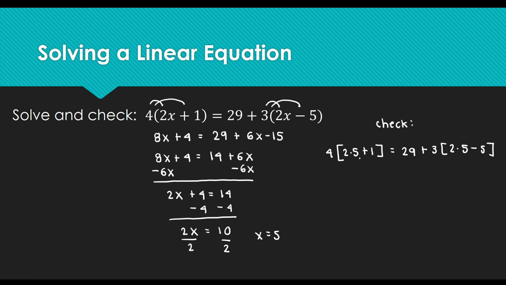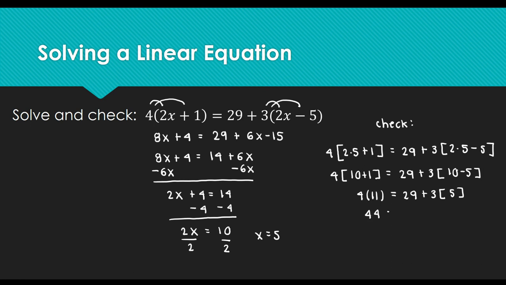So on the left, start with parentheses. Inside parentheses, you do multiplication first. Notice that 2 times 5 is 10. Over on the right, same idea. In parentheses, you have to do the multiplication first. Okay, then I have to finish out what's in parentheses. So I have to add 10 and 1 gives me 11. So we really have 4 times 11 on the left. And then same idea inside the parentheses, 10 minus 5 is 5. So that gives me 44 on the left.